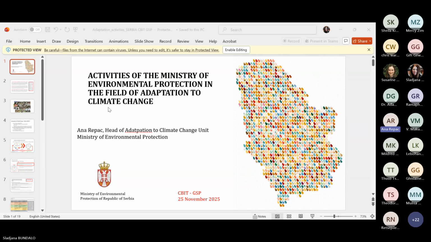As I said, my name is Anna Repets and I'm head of the adaptation to climate change unit within the Ministry of Environmental Protection. Today I will be speaking about the activities of our ministry in the field of adaptation to climate change, especially in regard to the M&A system for adaptation to climate change. Next slide, please.